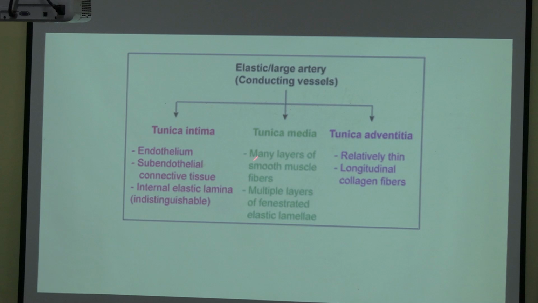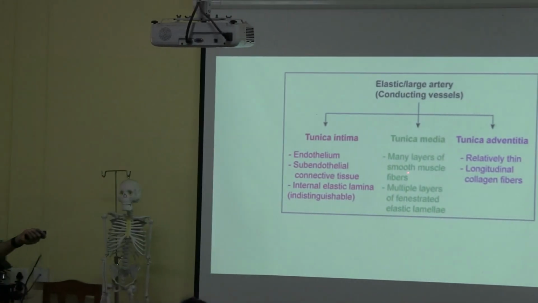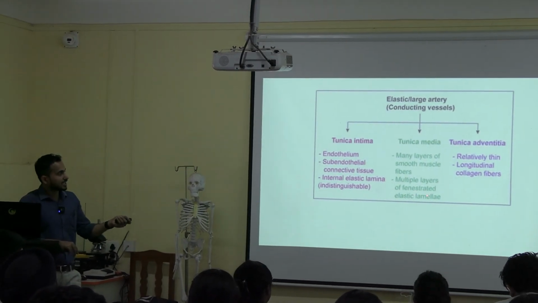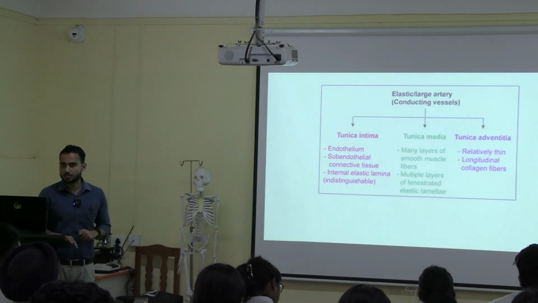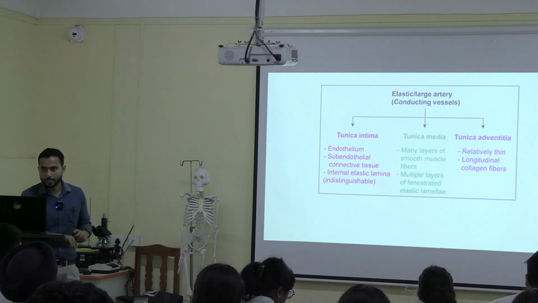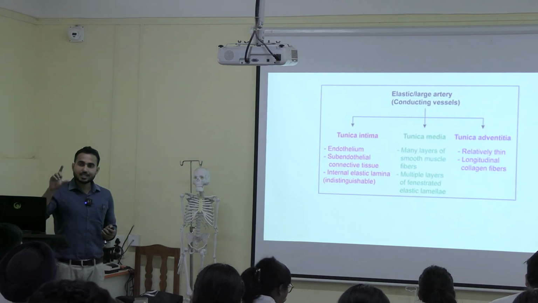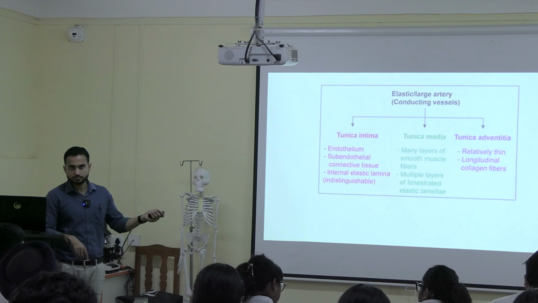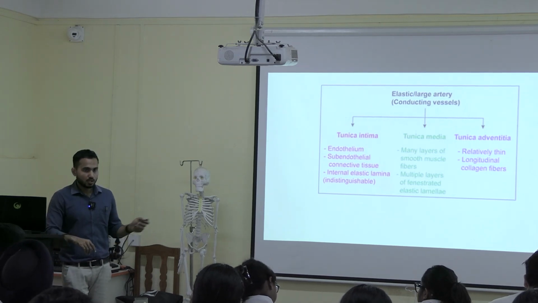Next, if you see the tunica media, since it is an elastic artery, smooth muscle fibers are less in comparison. Multiple layers of fenestrated elastic lamellae are there. That means more sheets of elastic fibers are present as compared to the smooth muscle cells, in case of the elastic artery. Next, if you see the thickness of the tunica media, over here it is thickest. The tunica media is thickest among these three layers.